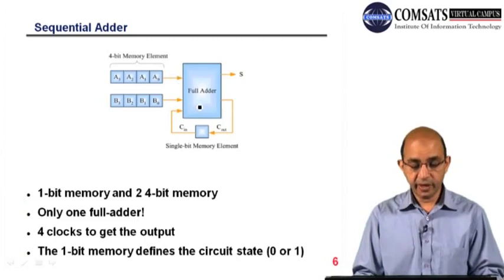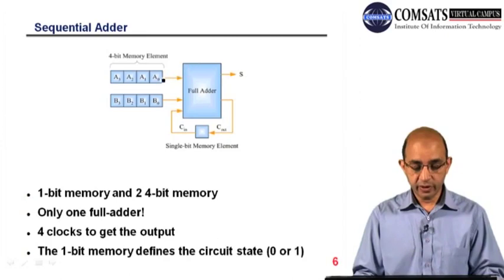And here you can see we have used only one full adder. So this is the sum, and these are the numbers, the 4-bit first number and the 4-bit second number. Here you can see this is the carry out, and here we have 1-bit memory, and this is the carry in for the next slot. So we have 1-bit memory and two 4-bit memories in order to store the 4-bit binary numbers so that we can add them. So here we need 4 clock signals.